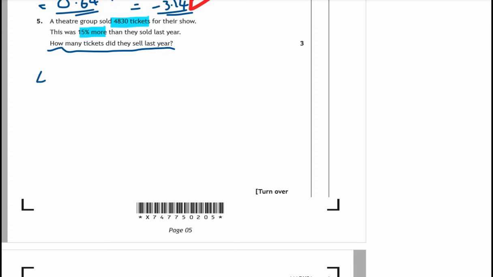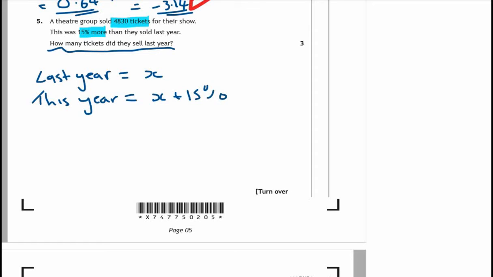Okay, so last year they sold X amount. And then this year they've sold 15% more. So X plus 15%. Okay. So what is 15%? What would that be as a decimal then? Well, we times that by 1.15. Yeah. So that's just 1.15x. Okay. That's what this year is.